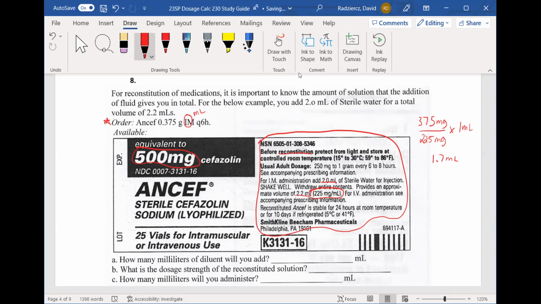What are you going to see in your test? You're going to see a label that looks very similar to this, and you're going to see varying changes in the order. So it might be 0.25 grams, or it might be 280 milligrams. You're going to see any variety of things that would constitute a reconstitution type question. The trick to the reconstitution is just knowing that that's what it is and how to look and dissect the label.